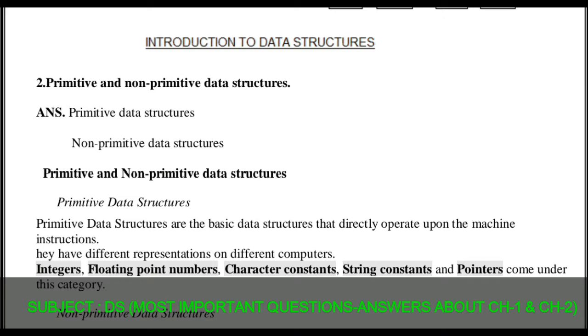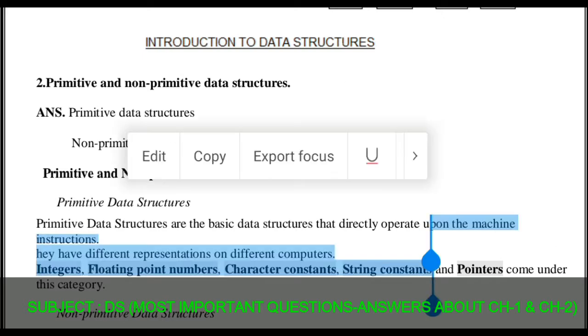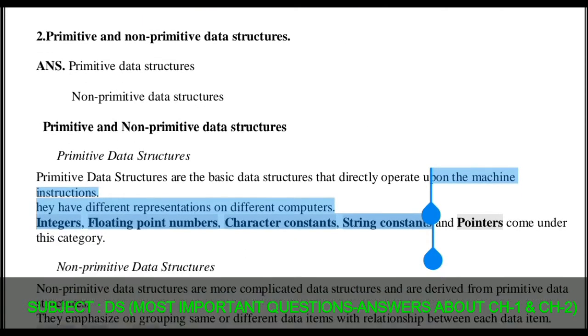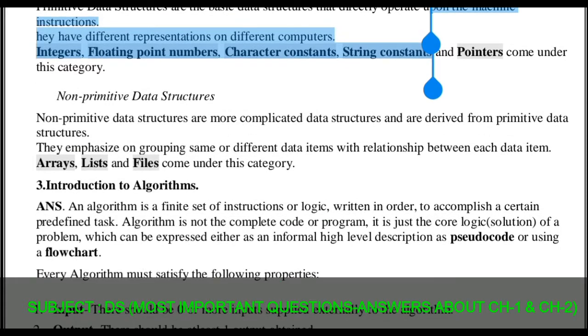Next, non-primitive data structures. Non-primitive data structures are more complicated data structures and are derived from primitive structures. They emphasize grouping same or different data items with a relationship between each data item, such as array, list and files. So this one is known as a non-primitive data structure.